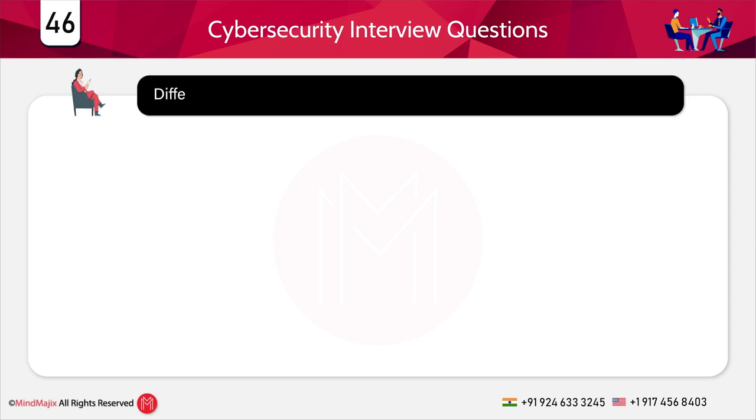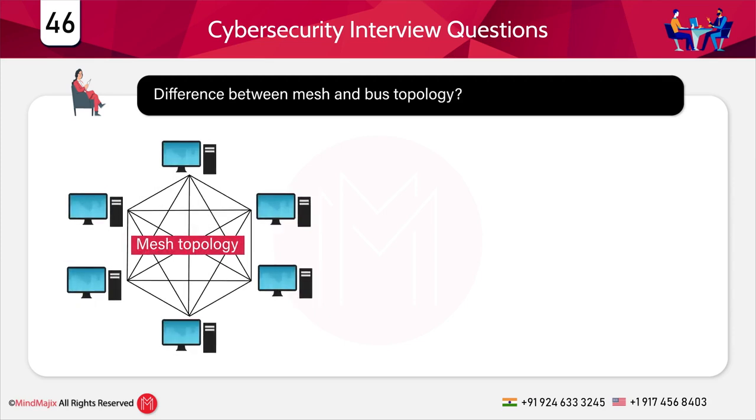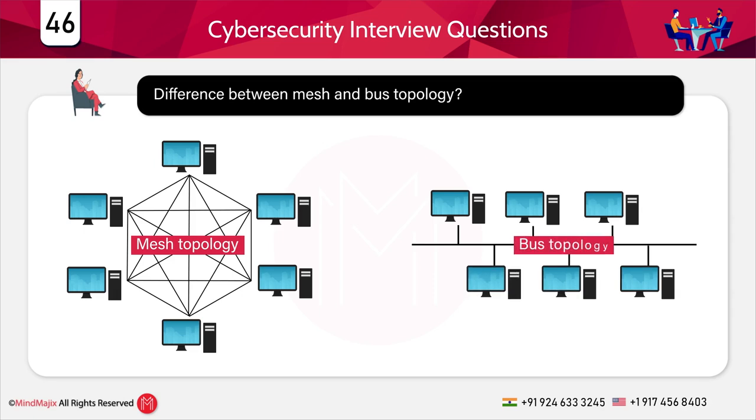Next, difference between mesh and bus topology. What is mesh topology? In mesh topology, all the devices are connected to each other directly. In bus topology, we create a central bus path and then all the devices are connected to that central bus.